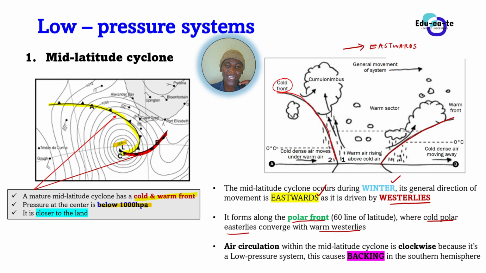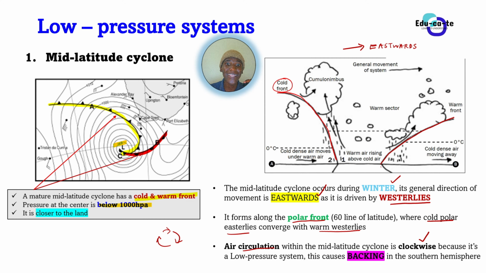So if they ask in an exam question which winds contribute to the formation of a mid-latitude cyclone, you have to mention the cold polar easterlies as well as the warm westerlies. Now this is the matter of concern. When they ask about circulation or rotation of air within a mid-latitude cyclone, they want to know whether it is clockwise or anti-clockwise. Circulation just means moving in circles. But when you say direction of movement, we're talking about eastwards or westwards or whatever other direction in the cardinal point system. So when you talk about air circulation within a mid-latitude cyclone, you say that it is clockwise.